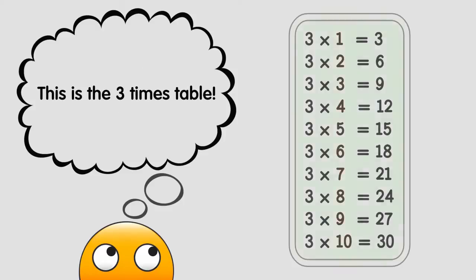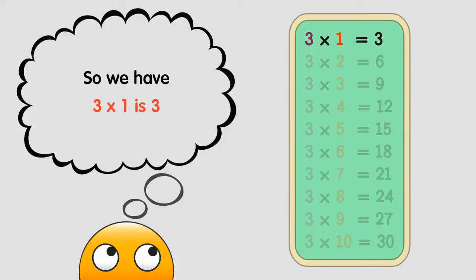And here's the 3 times table. So we have 3 times 1 is 3. 3 times 2 is 6. 3 times 3 is 9. 3 times 4 is 12. 3 times 5 is 15.